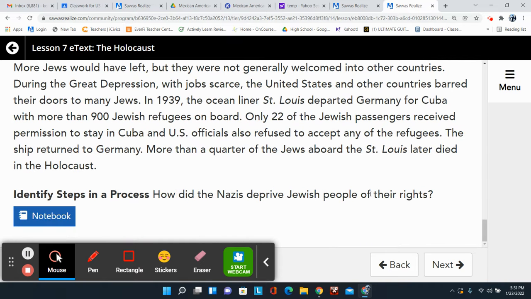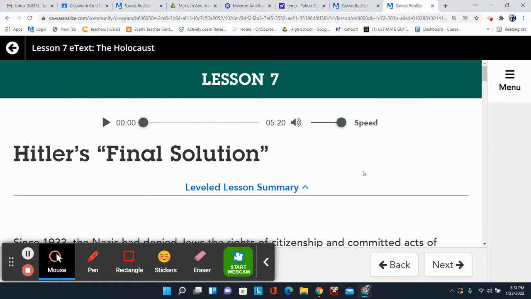Okay, so in your notebook, identify steps in a process. How did the Nazis deprive Jewish people of their rights? So go ahead and write down those tips that you got from the reading in your notebook. Do that now. So now we're going to be looking at Hitler's final solution.